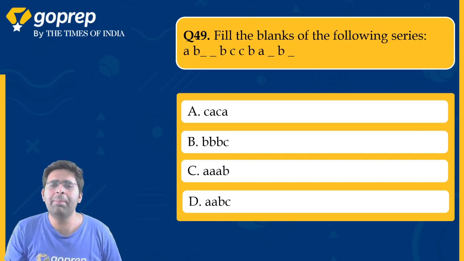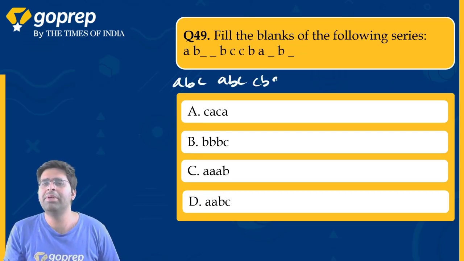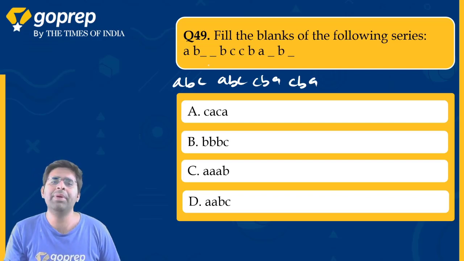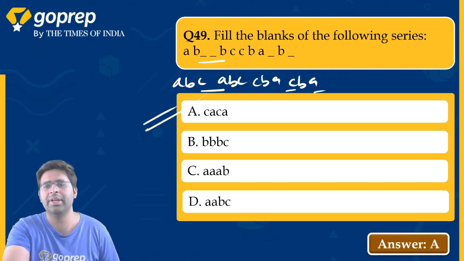Next, यहाँ पर आप अगर आप पैटर्न देखोगे, पैटर्न क्या है? पैटर्न है ABC ABC, CBA CBA. तो यहाँ पर हमें क्या चाहिए? यहाँ पर इन दोनों में आ जाएगा CA, और A के बाद यहाँ पर C है और लास्ट में A है, तो हमारा आंसर आ गया CA CA, which is option A.